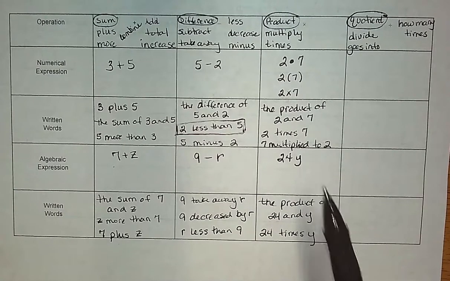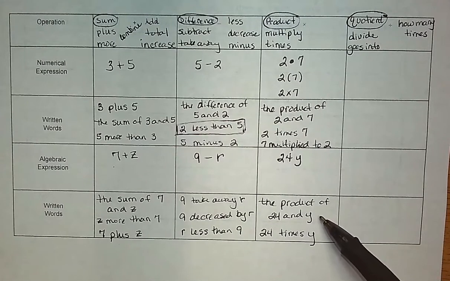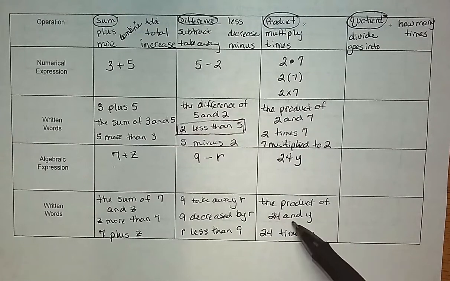So this is an algebraic expression, and we translated it here, the product of 24 and y. Again, remember, product is the answer to multiplication, or simply 24 times y. Either one of those will work.